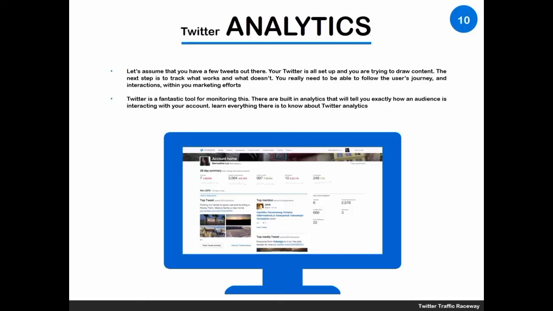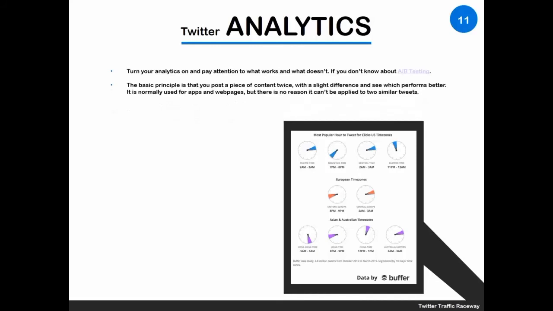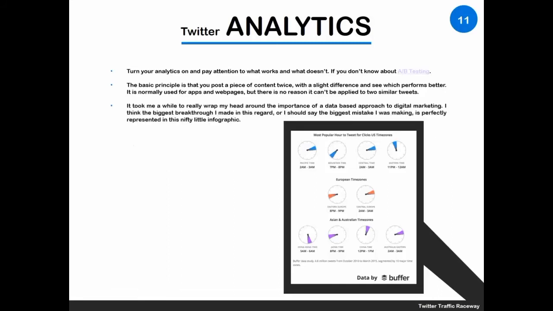Learn everything there is to know about Twitter Analytics. Turn your analytics on and pay attention to what works and what doesn't. If you don't know about A/B testing, the basic principle is that you post a piece of content twice with a slight difference and see which performs better. It is normally used for apps and web pages, but there is no reason it can't be applied to two similar tweets.